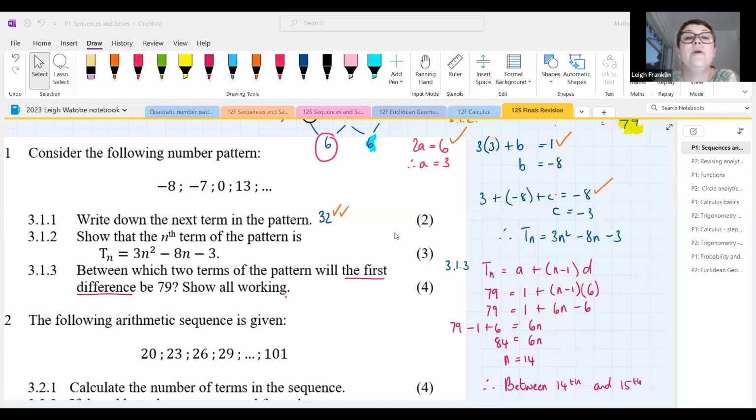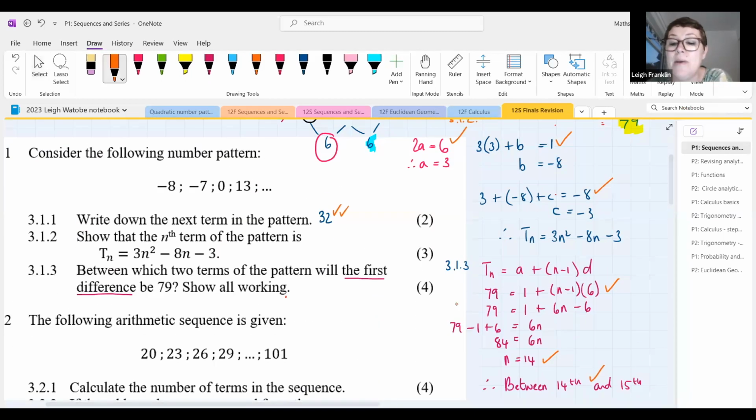All right. So it was out of 4 marks. So subbing in, maybe, between the 14th and the 15th would be 1 mark. That would be a mark over there. I'm just trying to think where they would have put the, maybe it's a simplification mark.